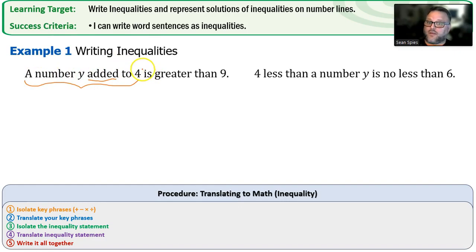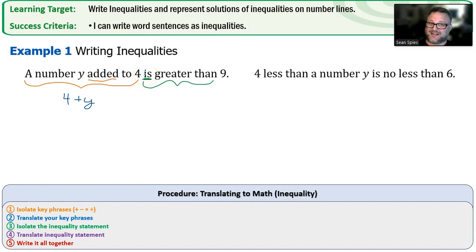What overall that means is I have to start with the 4 and then I have to add the y to it, like so. And as you can see after that quick blip, I corrected it to the right color coordination because when we wrote it as 4 plus y, we translated our key phrase for addition in this case. So let's move to step 3, isolate the inequality statement. Here, we've isolated the statement is greater than, and the key word there is the word is.